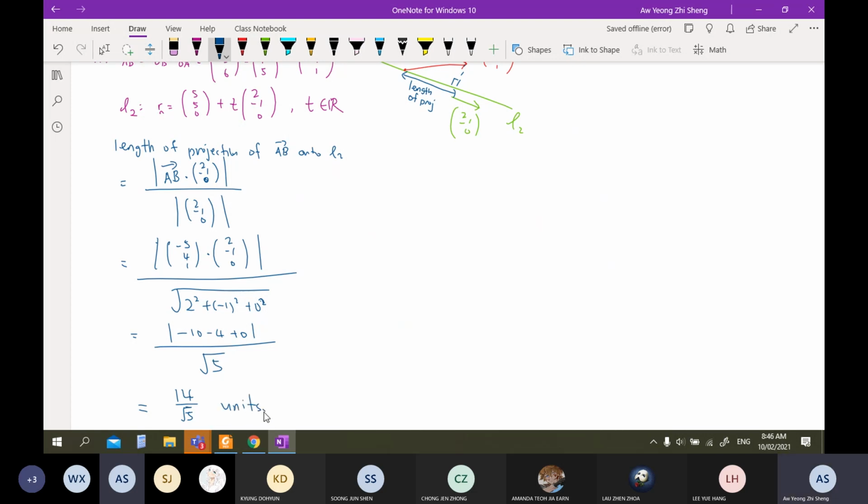Since they didn't say that it's compulsory to rationalize a number, it's okay to leave it this way. Of course, there's nothing wrong if you want to convert it into 14 root 5 over 5. This should be the rationalized form of the number. Either way will do as a final answer. And that's it for part 1, finding the line of projection, we are done.